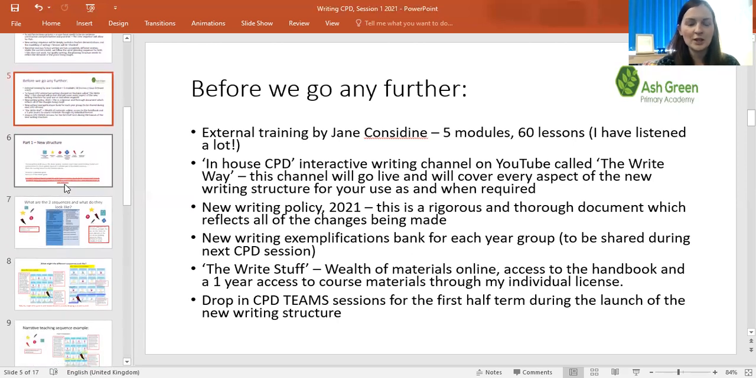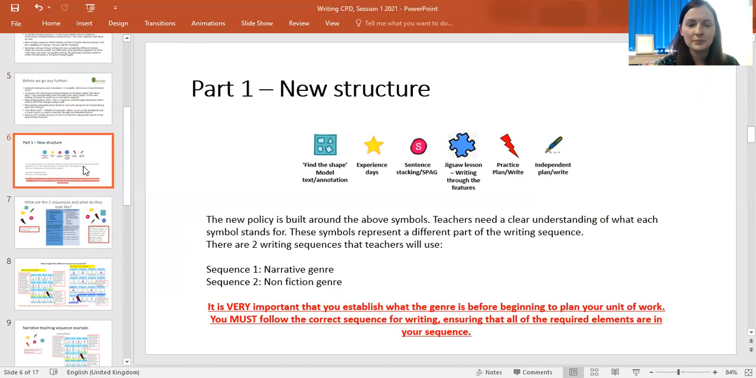So now we will get on to the exciting part, which is the new writing structure. And I am very excited about it, because I do think it will be amazing. I think it will give children more clarity. I think they'll be able to articulate better which part of the writing structure they are on. I think it will support staff. So I do hope that you like it just as much as me, and I hope that you feel inspired by it just as much as me. So, the new writing structure.